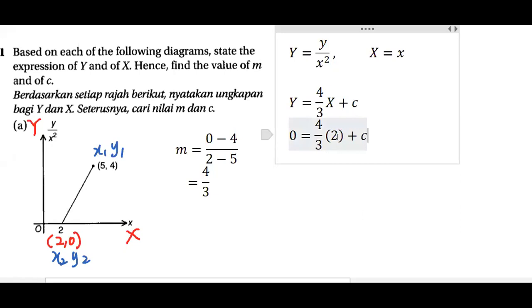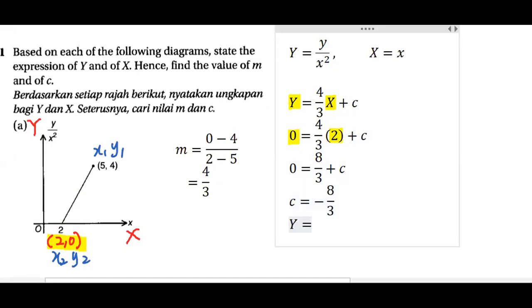Explain again. To find C, you must put in the X and Y. Mesti letak X dengan Y. Okay, so nak letak X dan Y, kamu boleh guna 20. You can put in 2 is X, Y is 0. Okay, X2, Y kosong. Just put in inside, then you can find already. So let's say 0 is 8 per 3 plus C, so C is negative 8 per 3. Okay, so Y equals to MX plus C. So this is the final answer.